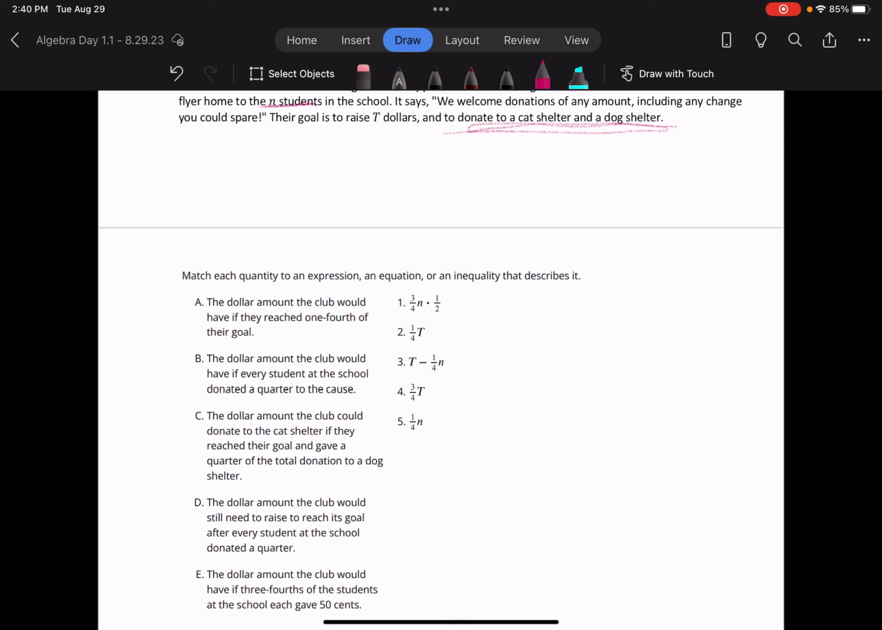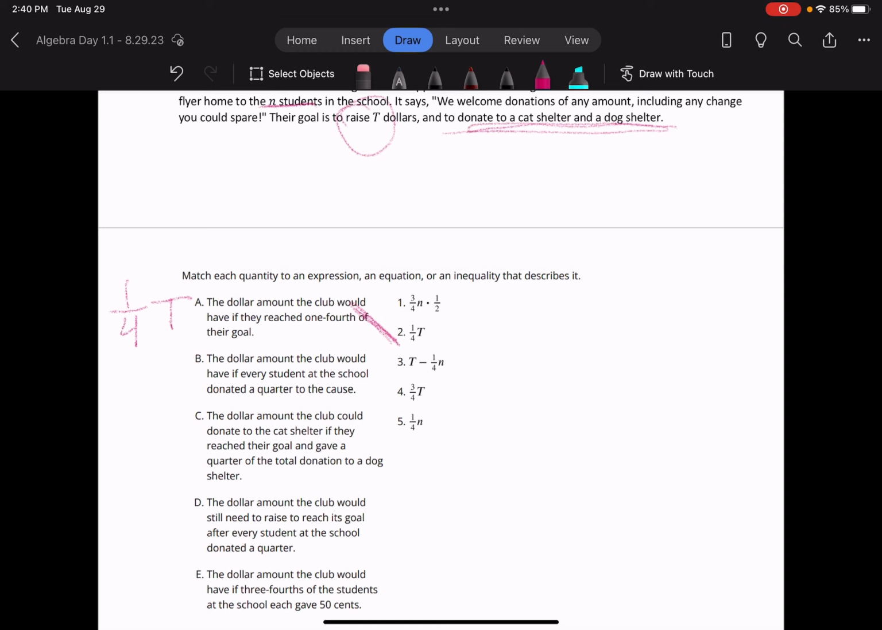All right, so match each quantity to an expression, an equation, or an inequality that describes it. The dollar amount the club would have if they reached 1/4 of their goal. Well, their goal is T. So if they reach 1/4 of their goal, they'll reach 1/4 of T, right? Okay, so that matches nicely with 2.